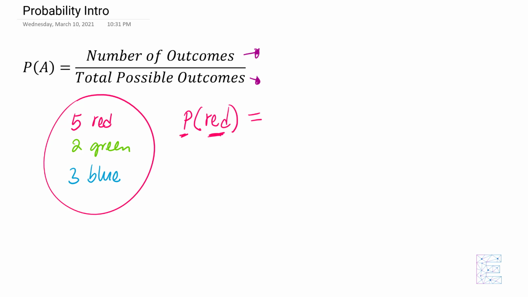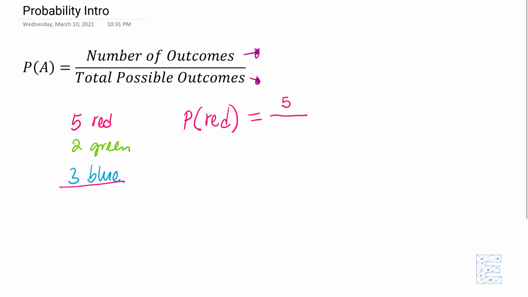Okay, so based on our definition and formula for finding probability, this should not be too bad. So number of possible outcomes. How many red marbles do we have in the bag? We have 5 marbles. What is the total possible outcome? How many marbles do we have in total? 5 plus 2 plus 3 gives us a grand total of 10 marbles. So it'll be 5 over 10. And of course, you always write probability in simplest form. So this is going to be 1/2.